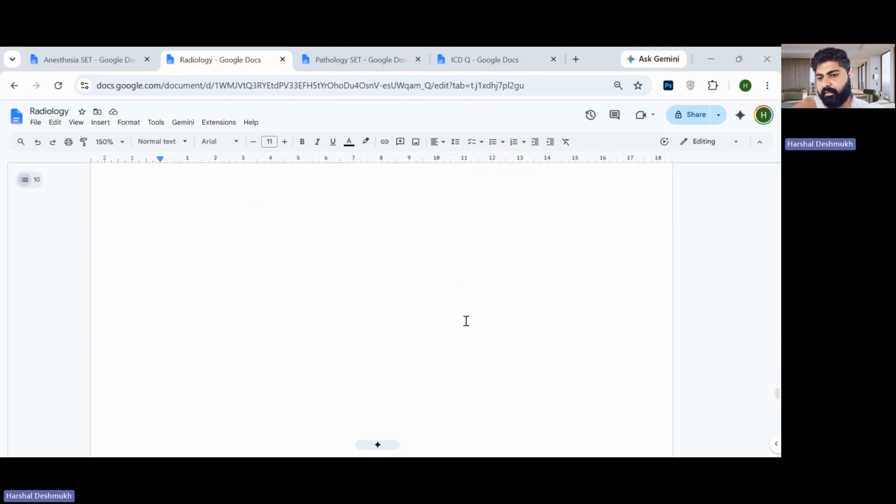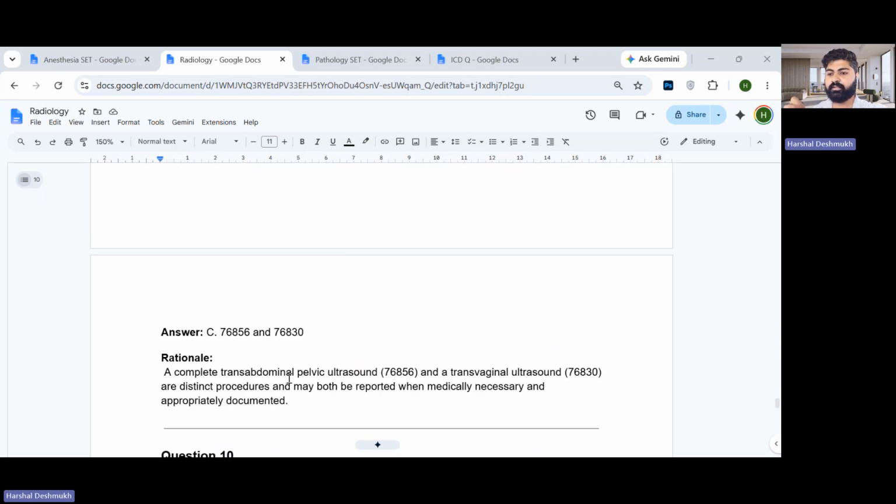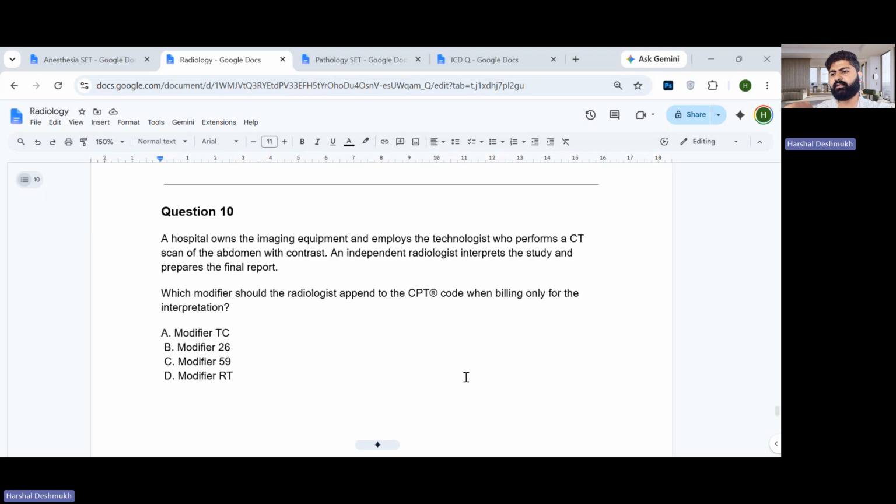The answer to this question, number 9, is option C. Why? Because pelvic ultrasound and transvaginal ultrasound are distinct procedures. They are supposed to be different procedures, not the same procedure. That is why both codes may be reported if medically necessary and appropriately documented. Moving on to the last question.